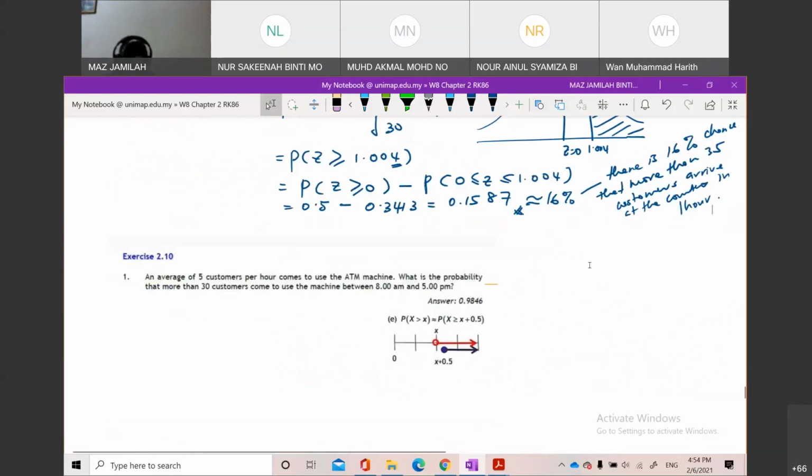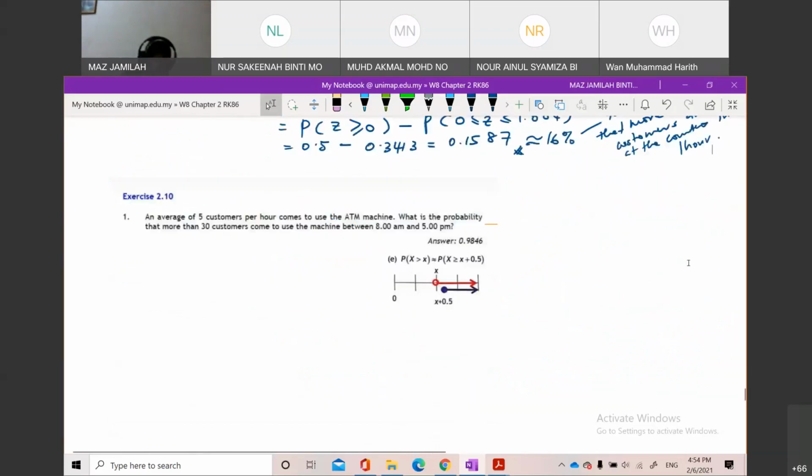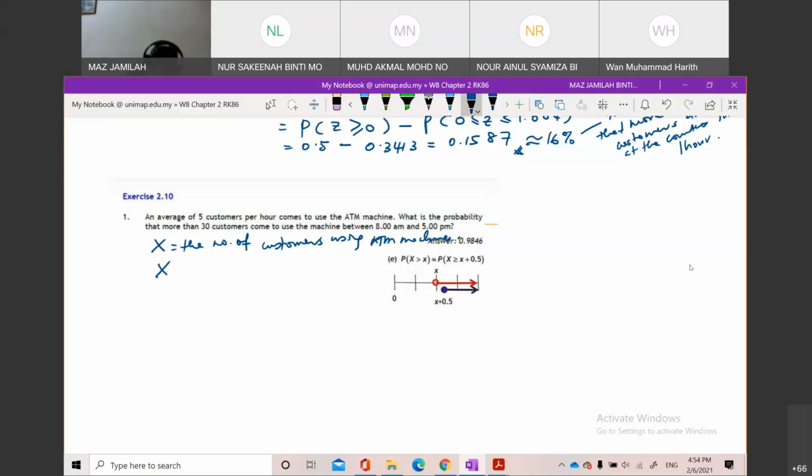Okay, so for the second exercise, an average of 5 customers per hour come to use the ATM machine. So we are talking about the number of customers using the ATM machine. X follows Poisson, that will be 5 in 1 hour.